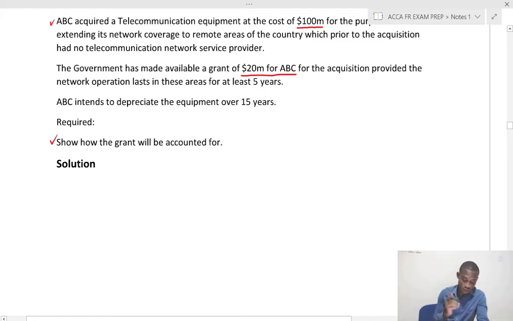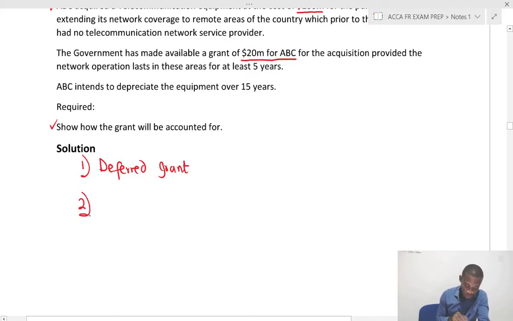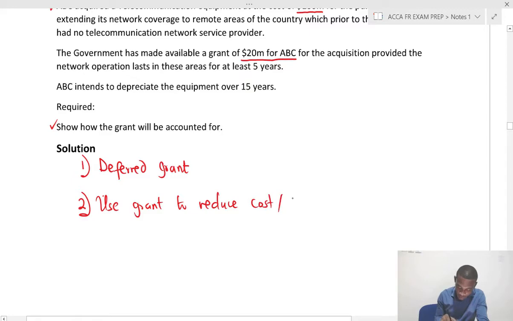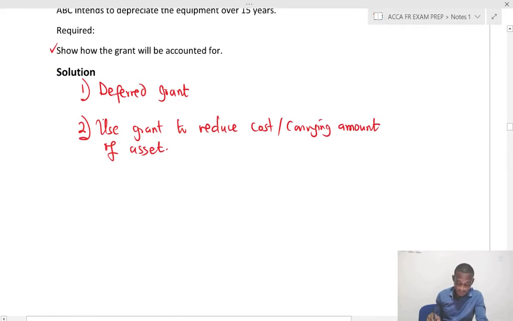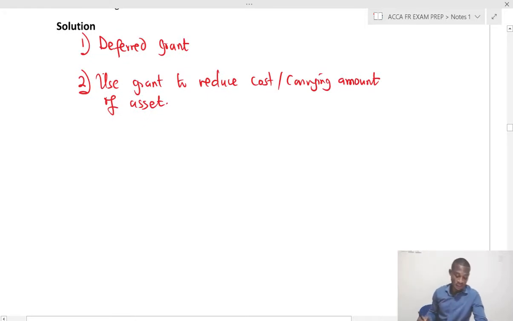The entity can choose one of two ways. So, one, treat it as a deferred grant, or two, use the grant to reduce the cost or carrying amount of assets. So I'll be showing you the two ways of accounting for the grant. Now, starting with deferred grant.